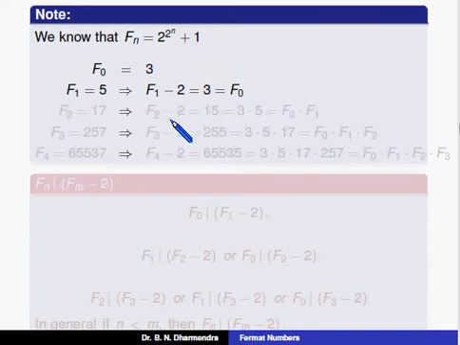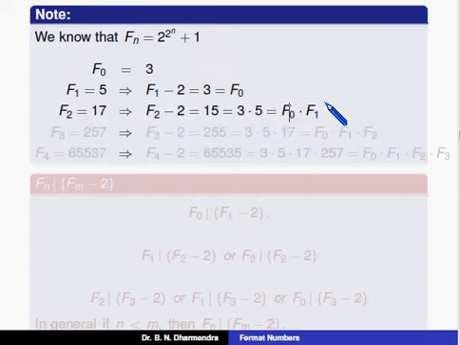In a similar way, when I take n equal to 2, F2 is equal to 17. Here also, when I subtract 2 from both sides, F2 minus 2 is equal to 15. 15 can be written as 3 into 5. What is 3? 3 is F0, and 5 is F1. You can observe that it can be written as F0 into F1.